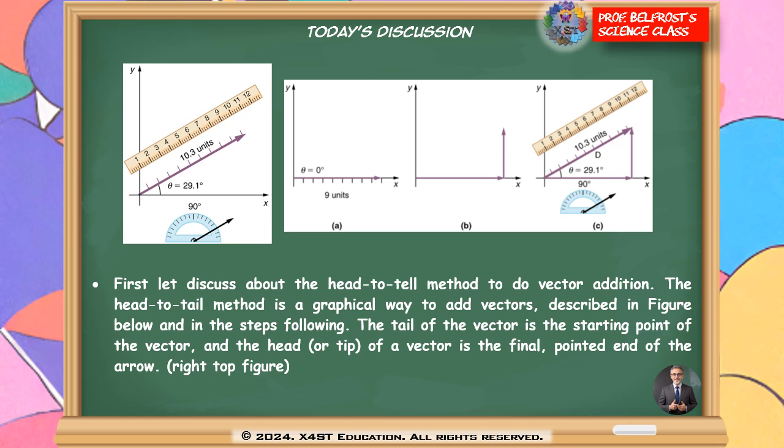First I discuss the head to tail method to do vector addition. I mistyped it again. The head to tail method is a graphical way to add vectors. This is described in a figure on the right side of the slide, actually not below, I've changed the position, and the steps follow. The tail of the vector is the starting point of the vector, and the head or tip of a vector is the final point, the end of the arrow.